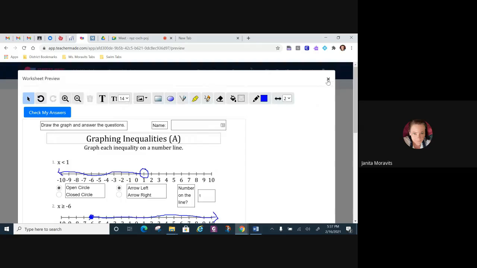All right. While you're working on those, I'm going to go ahead and close this. And then when you're ready, you can go ahead and pause the video, unpause the video when you're ready, and we'll move on to inequalities 3.